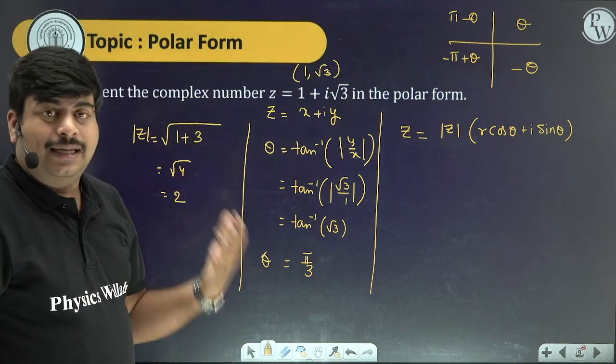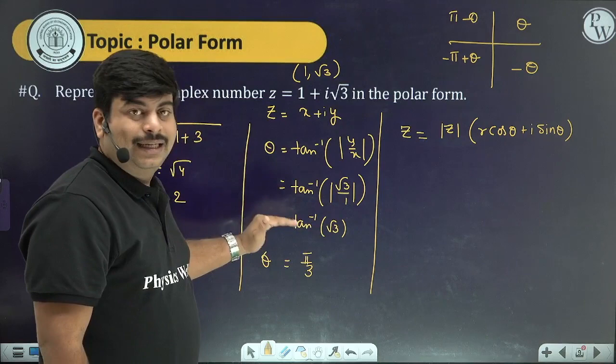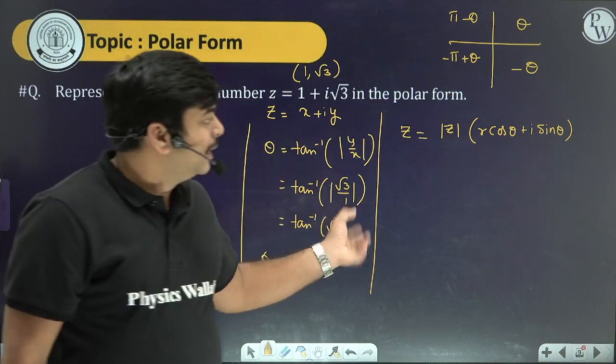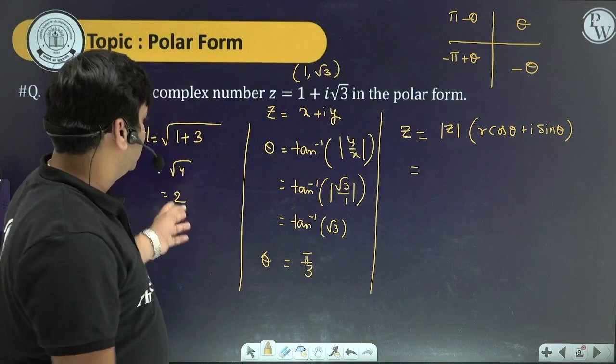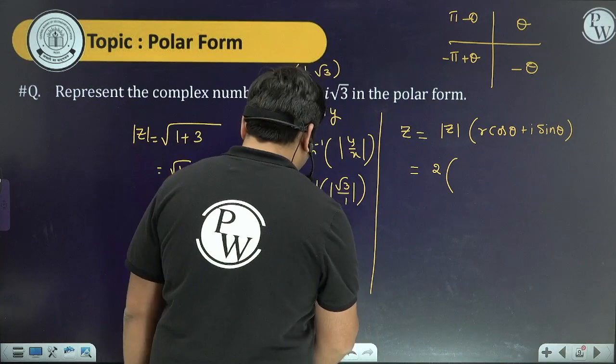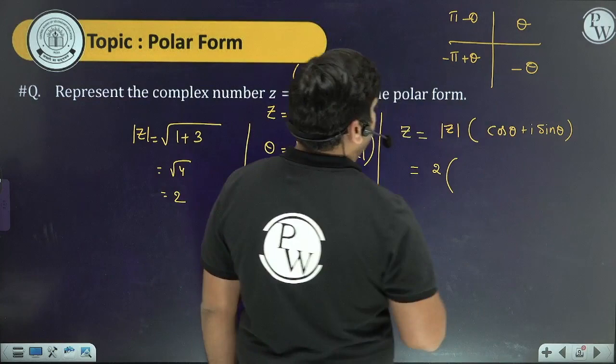In case you don't know the angle, once you get tan theta, using the tan theta you need to find sine and cos values separately, and then substitute. In this question, no problem. We'll discuss more questions where theta is actually not there with us. So mod z is 2, so 2 times r cos theta plus i sin theta. So mod z is r into cos theta plus i sin theta.